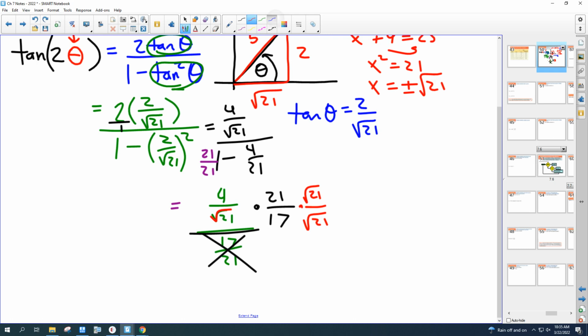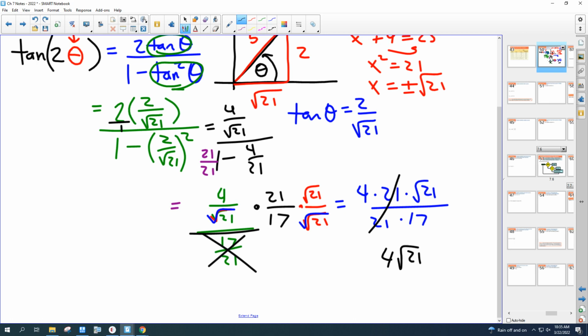Okay. Now you could say 4 times 21 is 84, but I'm not going to just yet. 4 times 21 times square root of 21 on the top. And on the bottom, when you do a square root of 21 times a square root of 21, that is 21 times the 17. The reason I did that is because it makes it clearer that those 21s are going to cancel out. So 21s cancel out, and you're going to end up with 4 times the square root of 21 over 17. Those fractions are messy and gross, okay?